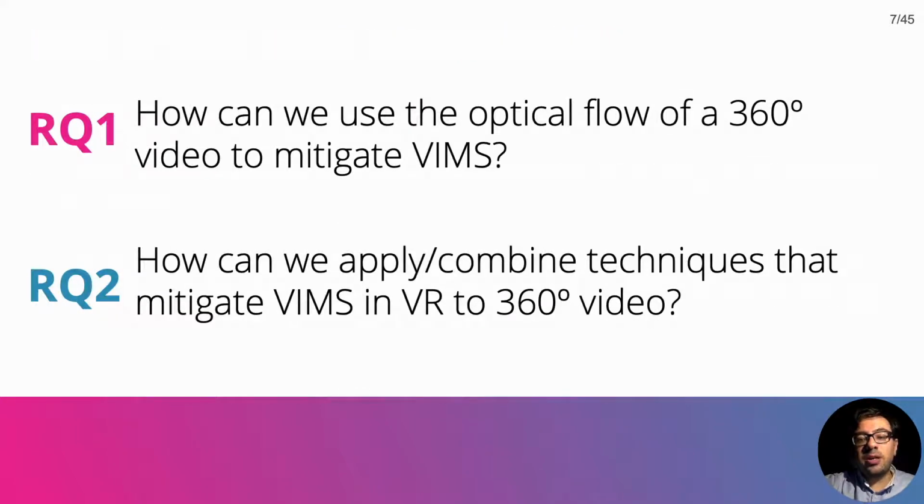Motivated by this last work and applying it to 360 video, we wanted to explore the use of optical flow, a motion pattern caused by the relative motion of objects in the visual scene compared to the camera or the observer. And we asked two high-level questions. How can we use the optical flow of 360 video to mitigate VIMS, and how can we apply and combine techniques that mitigate VIMS in VR to 360 video? Our goal by merging optical flow and VIMS prevention techniques is to have a technique that is only present when needed, maintaining immersion in the medium.